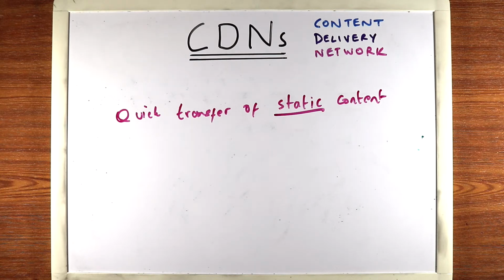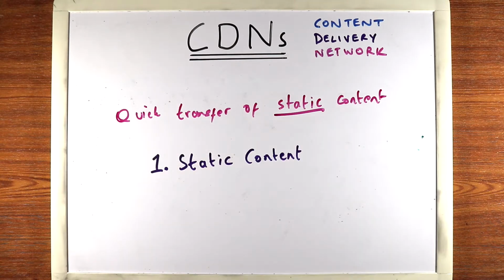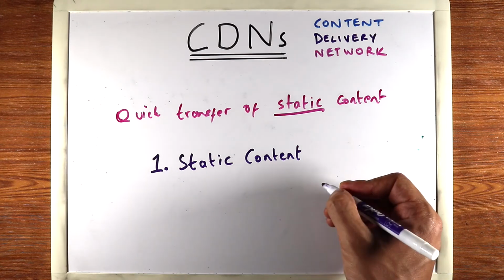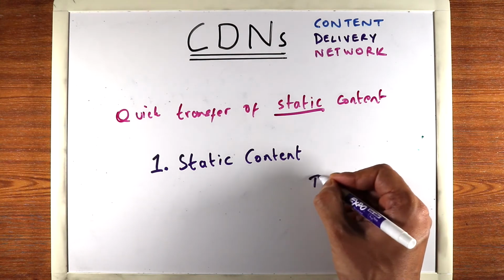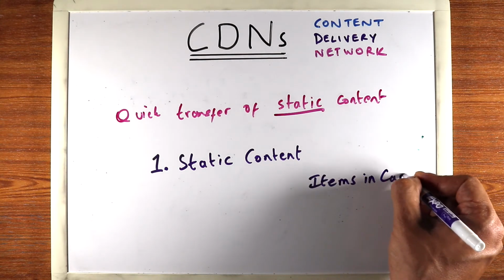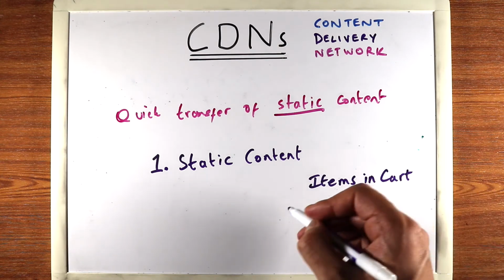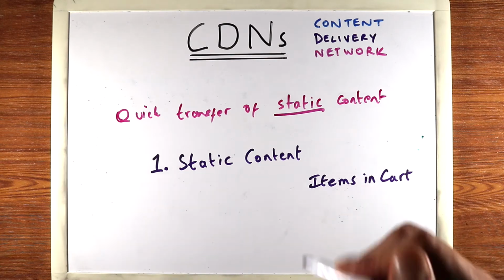So there's a couple of things to note here. First is that it's only used for static content. Anything that needs processing by the web server, you cannot do it. For example, if the user asks for the items in their cart, let's say you're running Amazon and the user wants to ask for the items that are in their cart, you cannot save them in the CDN because the items will probably change a lot, right? So that's not something you can put in the CDN.